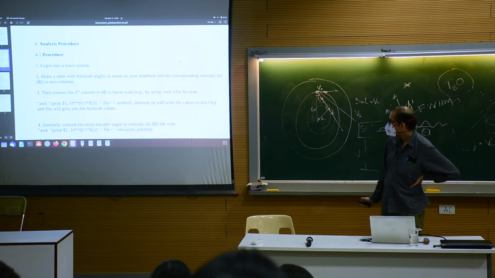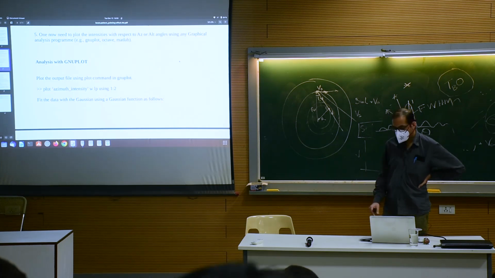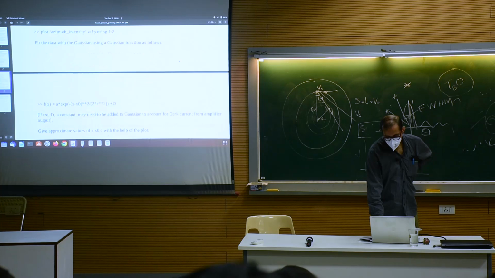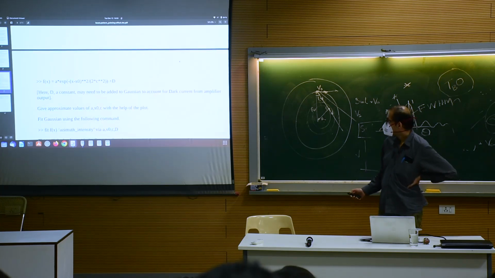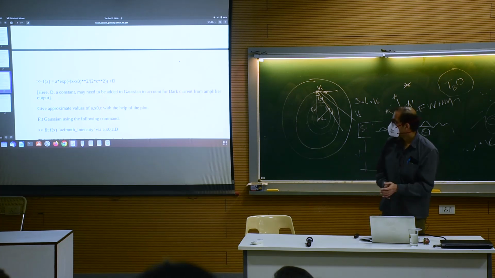This is the syntax; anyway this will be shared with you, you don't need to remember all this. The basic thing is that after this is done, you can plot the data and fit it using a Gaussian function like this. Here C is effectively the sigma, the width, x is the angle, and x naught is what we need to determine, which is the offset angle.